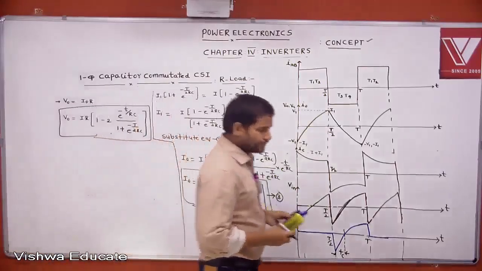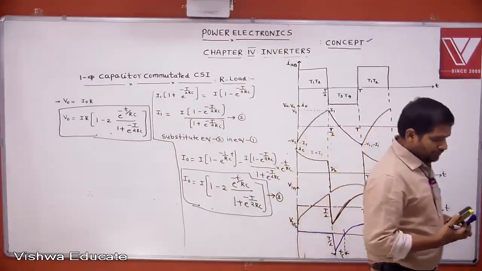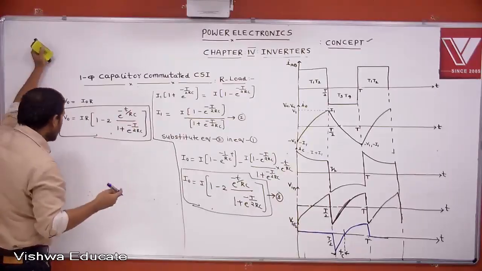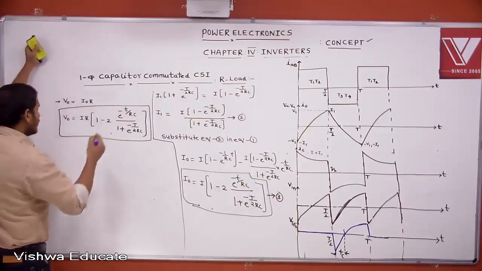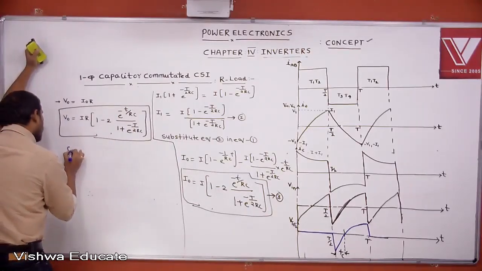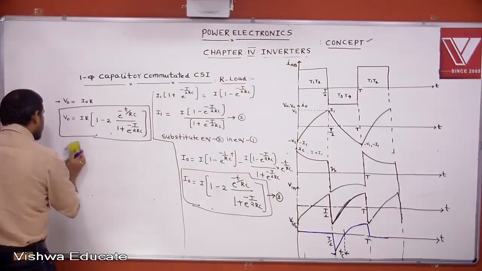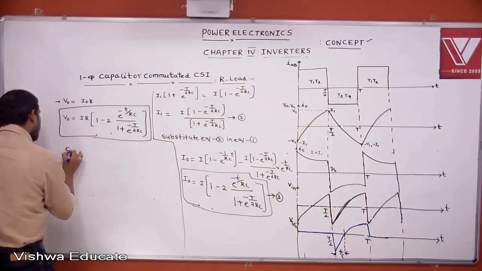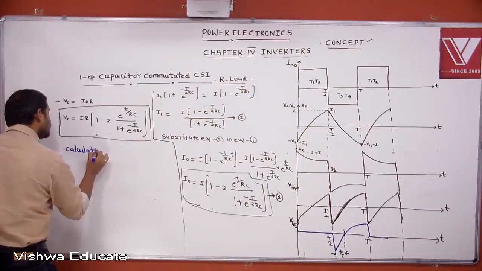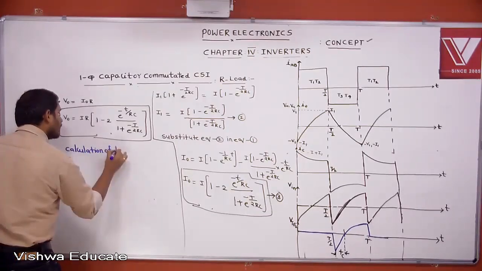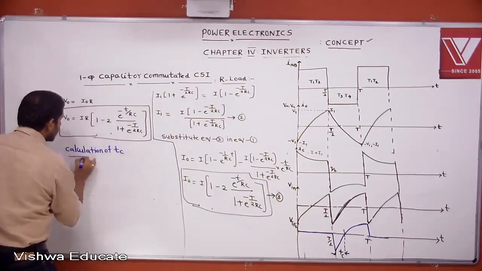Quick note down. A current source inverter: the calculation of circuit turn off time. Calculation of Tc.